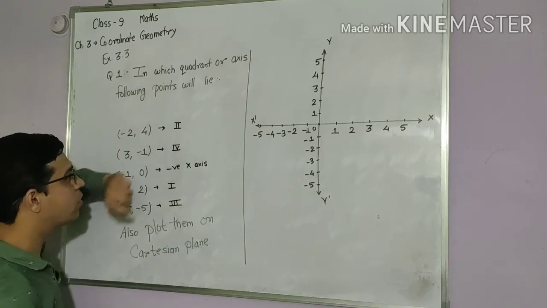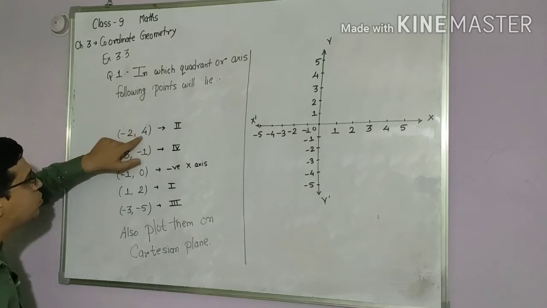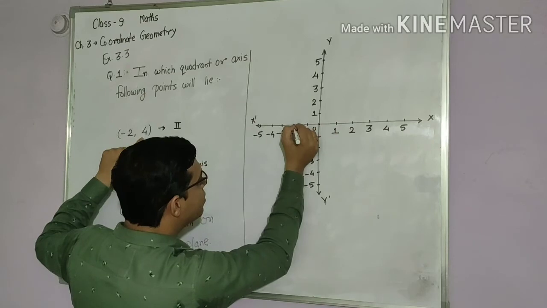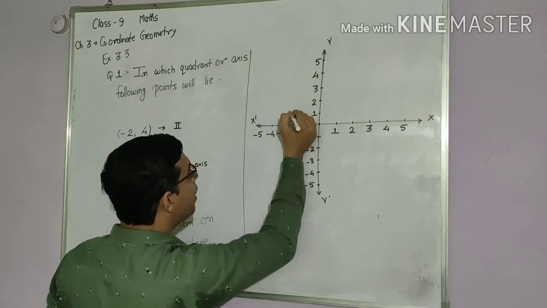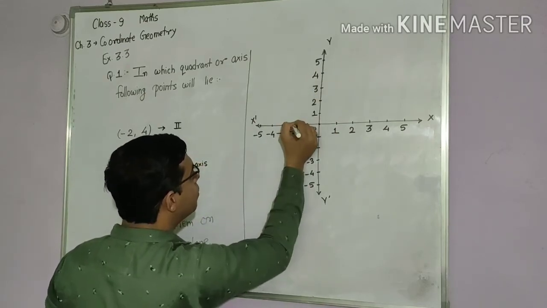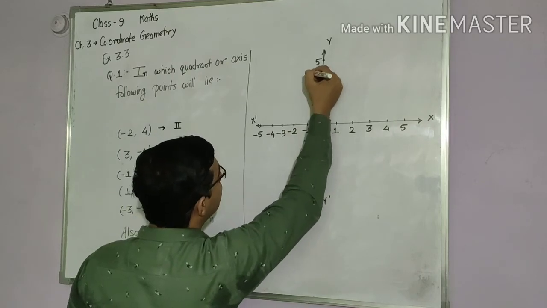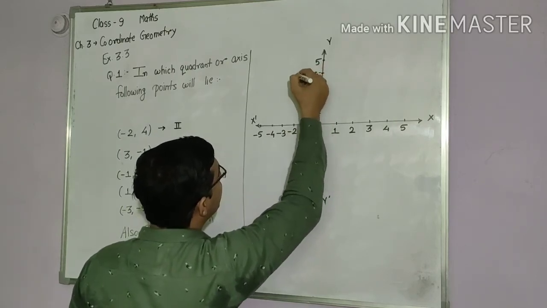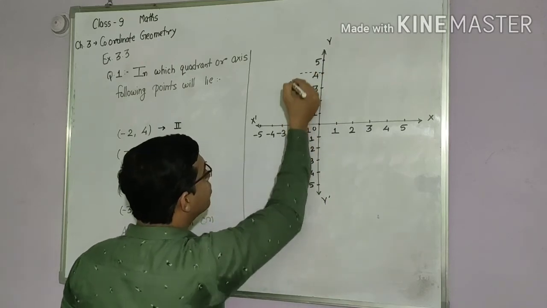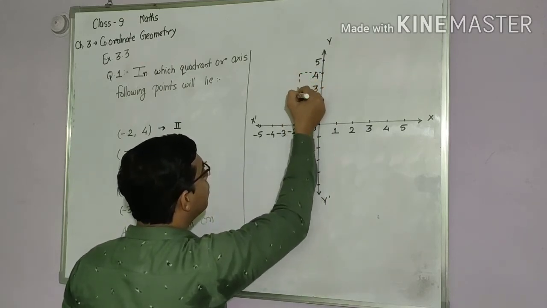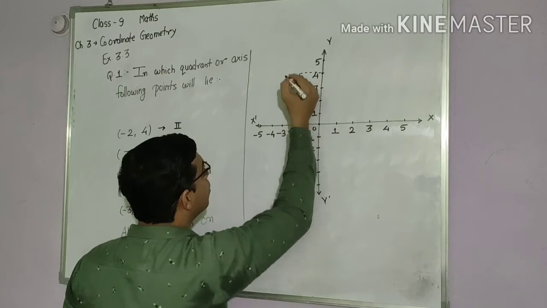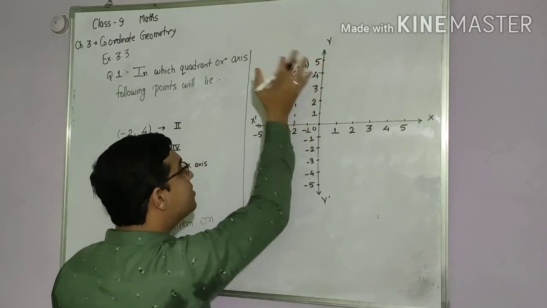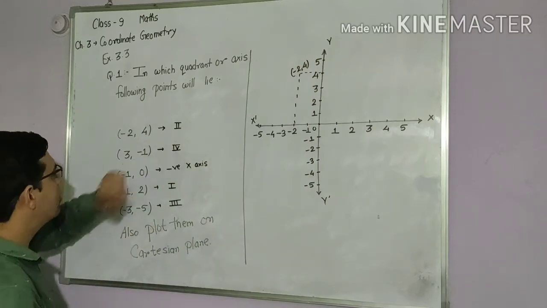Now let us plot them one by one. First is (-2, 4). So this is our minus 2 and this is our 4. So our point will be minus 2, meaning 2 units from here, and 4 units from here. This is our (-2, 4), which is in the second quadrant as we have discussed.